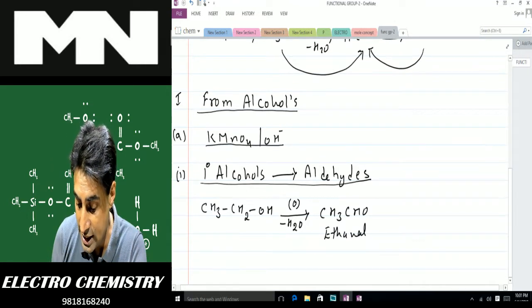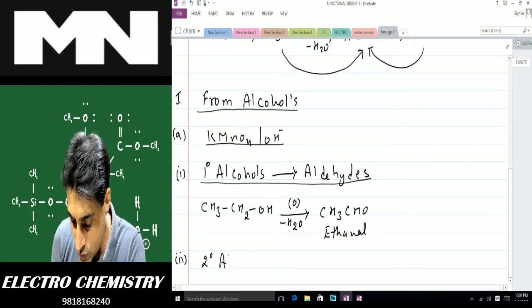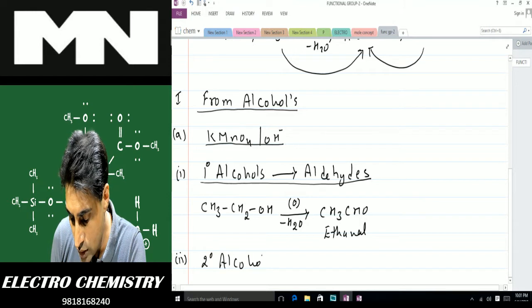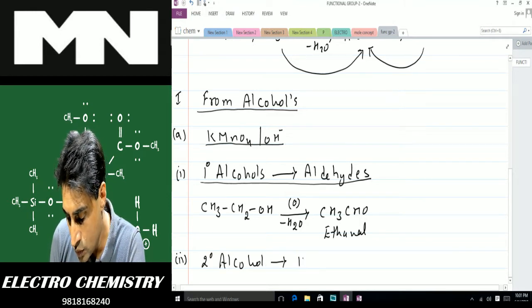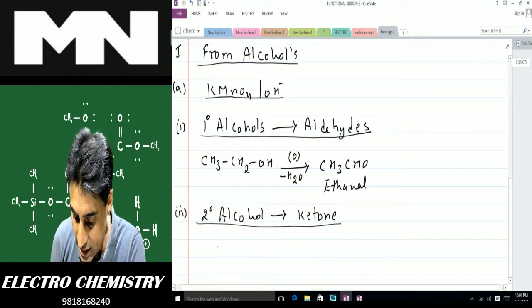Ethanol or acetaldehyde. Similarly, if I have got a 2-degree alcohol, a 2-degree alcohol on oxidation will give me a ketone. We'll see how it happens.